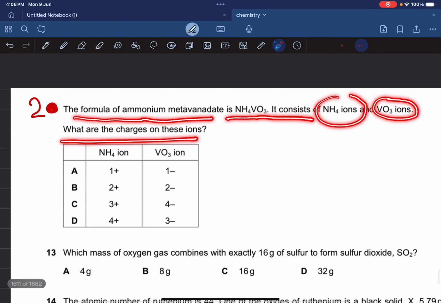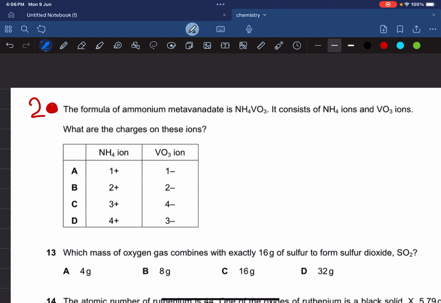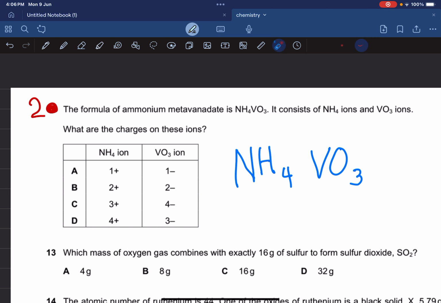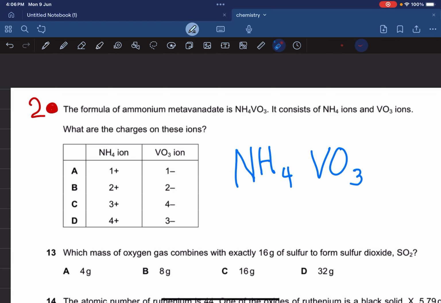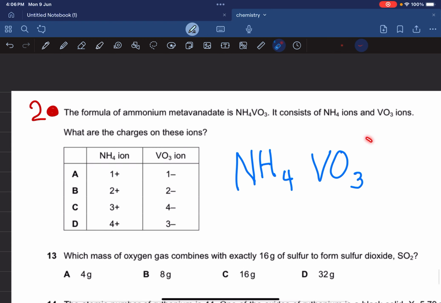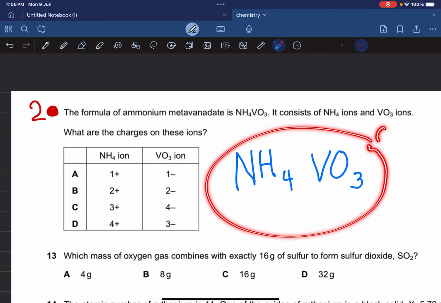What are the charges on these ions? Now this might seem a bit confusing, but the first thing you have to figure out, okay, NH4VO3, is the overall charge on this entire thing. I know many people don't learn the charges on polyatomic ions like sulfate and ammonium, so they don't know. Even if you don't know the charge on ammonium, you have to figure out that the overall charge on this entire thing is 0, okay? So whatever the charge on this ammonium ion and this metavanadate ion is, it has to be balanced. It has to be equal.